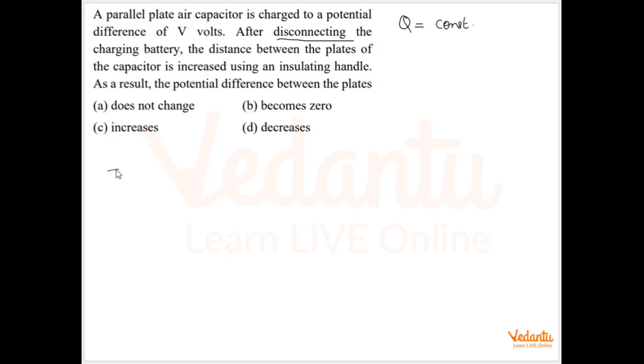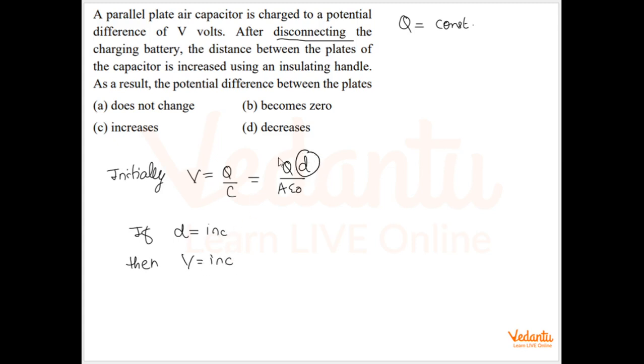Now initially, my dear bacha log, the potential difference can be written as, since Q is equal to CV, V is just equal to Q by C, or V is equal to Q upon A epsilon naught by D. Now what you have to understand is that if here D is increased, then the potential difference will also increase in the same proportion, because when distance increases, potential difference will also increase. So option C will be the correct answer.